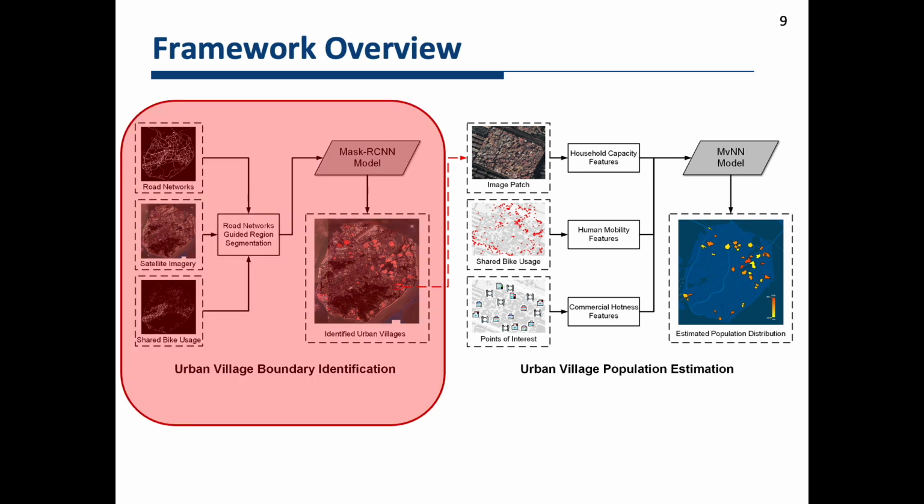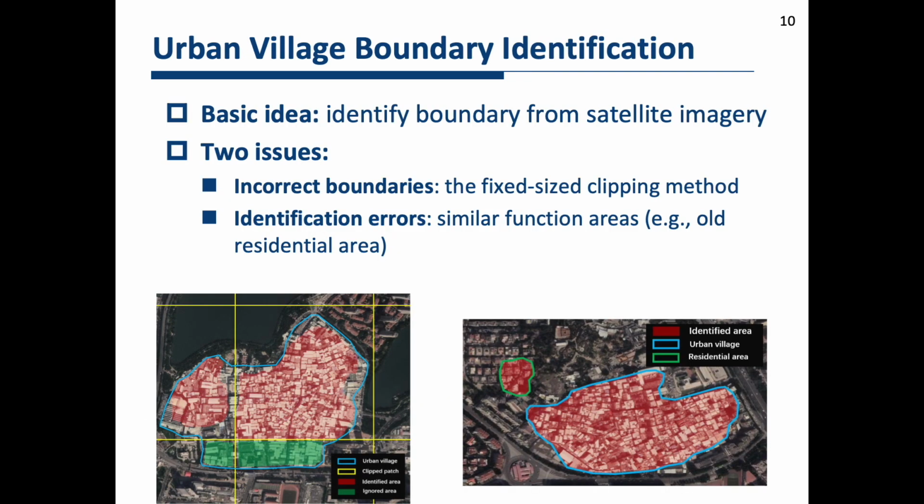Now, let me first introduce the first phase, urban village boundary identification. In this phase, our objective is to identify urban village boundaries from remote sensing imageries. Although such kind of image classification and segmentation tasks are not difficult, when directly applying existing algorithms to our work, we face the following two issues.